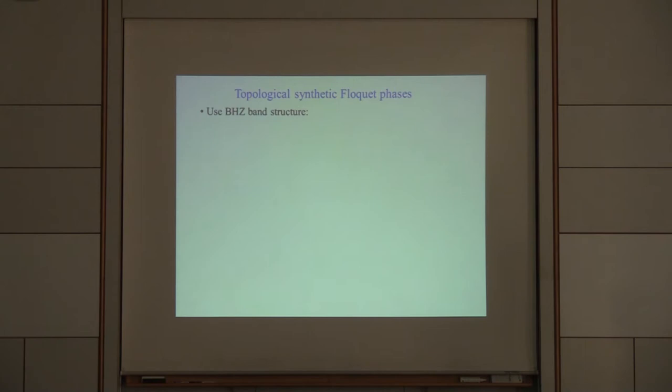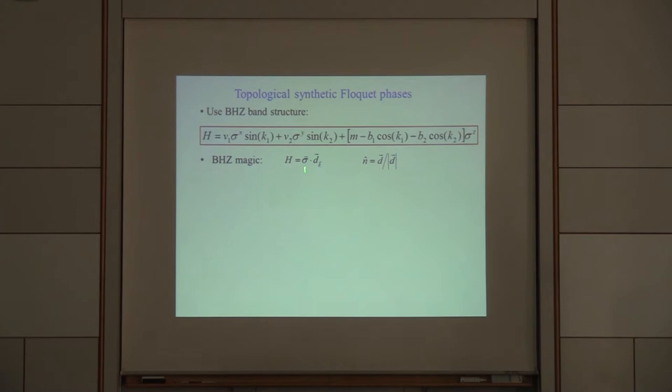So the Bernevig-Hughes-Zhang model is a two-band model with strong spin-orbit coupling. You have a spin-half particle that moves in a spin-orbit coupled lattice. It can hop in the x direction with a sigma x associated with it, in the y direction with a sigma y associated with it, and there's also a sigma z term with a constant term associated with it, and also real hopping in the x and y directions. This has the form of the Pauli matrices dotted with a three-dimensional vector that's a function of two-dimensional momenta.